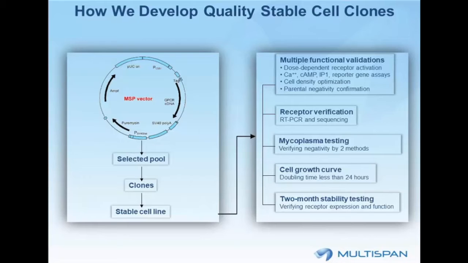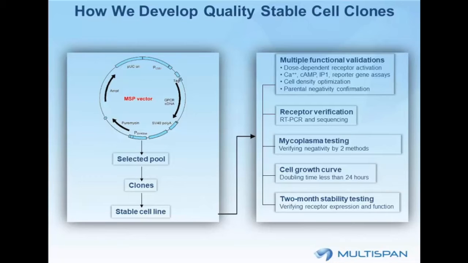We optimize for cell density, and before we start all this, we make sure that the parent is negative for the receptor that we're looking for. Because if you have a parent, and I'll show this later on, that's positive for the receptor, you can get a really confusing signal and confusing information. It's much cleaner if you have a cell line that does not have the receptor that you're targeting.